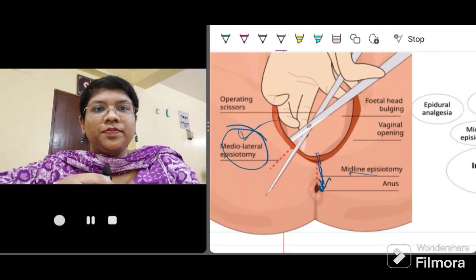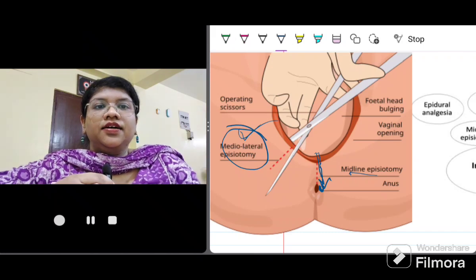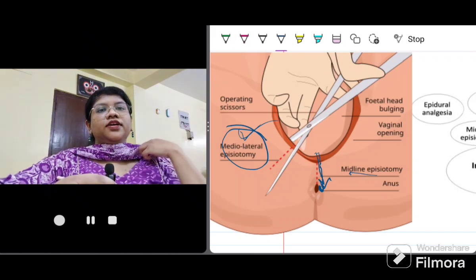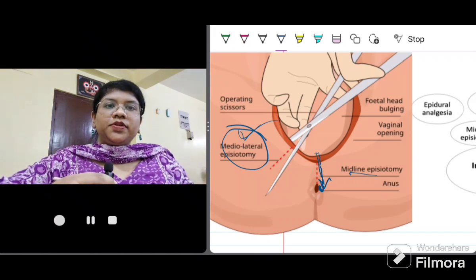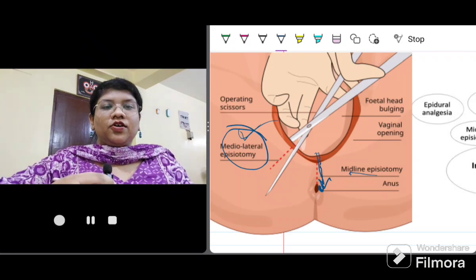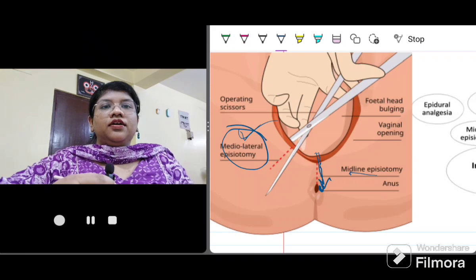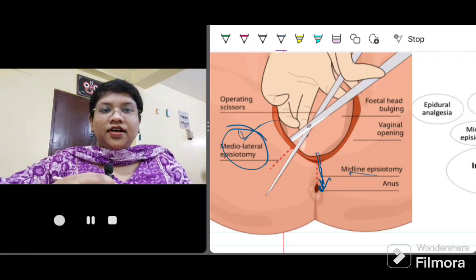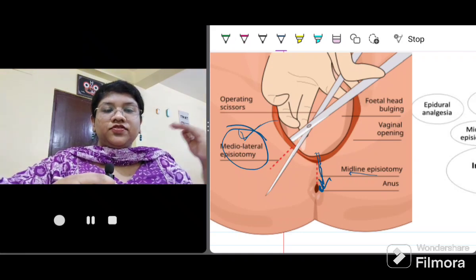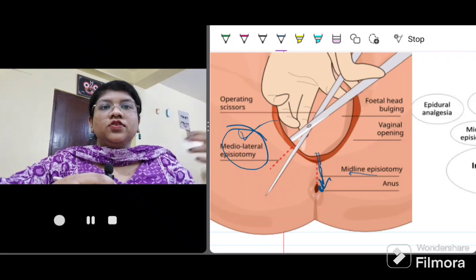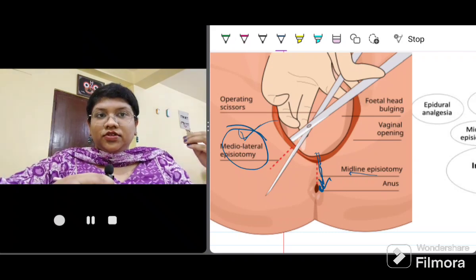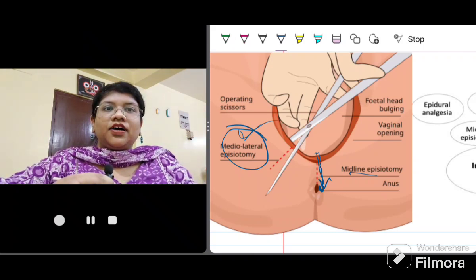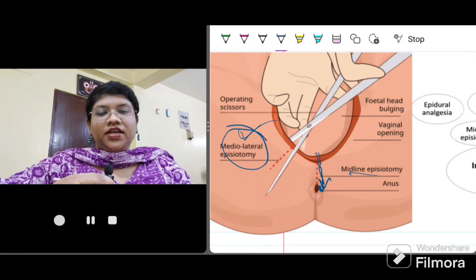The principles of repair, very importantly: this procedure has to be done in OT only, and it has to be done by a skilled senior gynecologist. It can be done under regional or general anesthesia. The repair is always done in a cephalocaudal direction, that means from top to bottom approach, so that top structures are not obscured during repair.